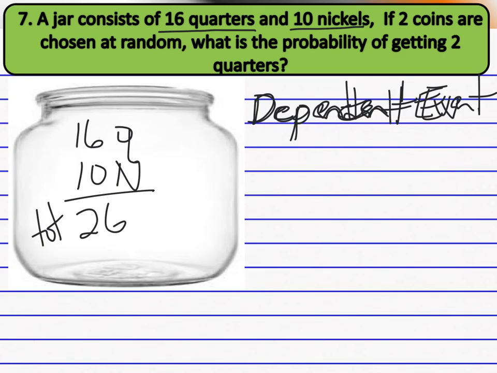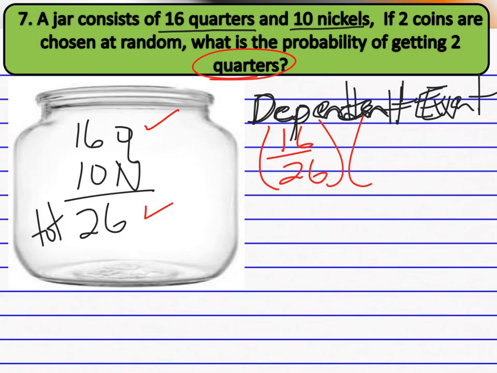So here we go. Let's figure out our 2 fractions. First off, we're looking for a probability of 2 quarters. That is 16 out of 26. So 16 over 26 is the first one. And since it is dependent, I'm going to knock one of these quarters out because one of them is already in my hand, and only 25 are left over. So that's 15 out of 25 now because they're both quarters.